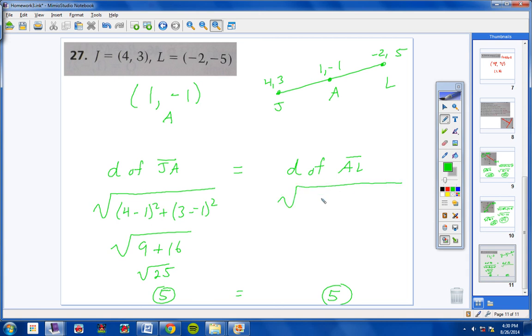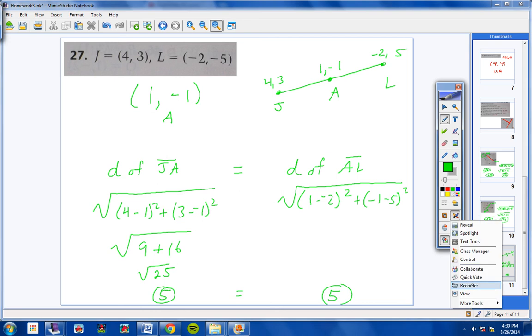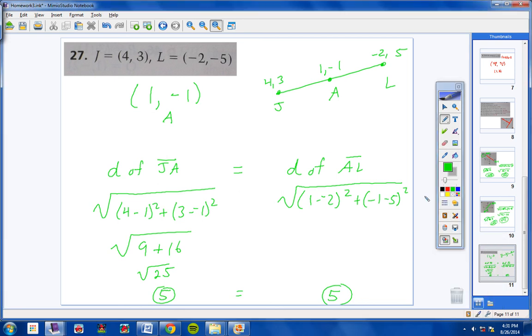Distance of AL. Well, x minus x, so 1 minus a negative 2, quantity squared, plus negative 1 minus 5, quantity squared. And let's see what we get here. Hopefully we're going to get the same thing. I'm having my concerns here that we're not going to. And I'm back, students. I noticed that right here is supposed to be negative 5, so I forgot to put that negative 5 right up there. So let's do that quickly. That's going to make all the difference in the world. Now I have negative 1 minus a negative 5. There we go. And now let's see what happens here.